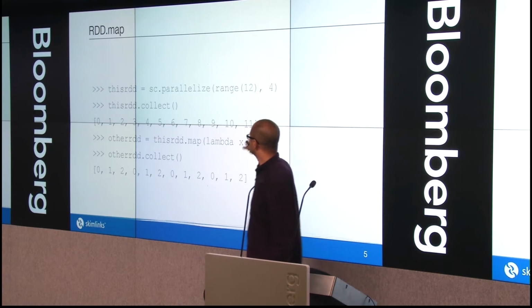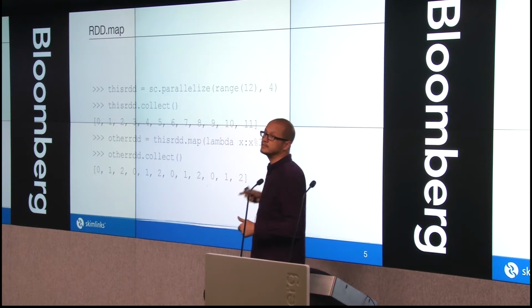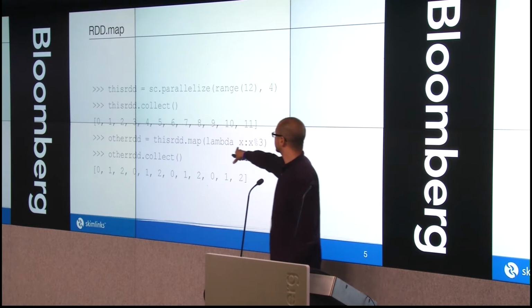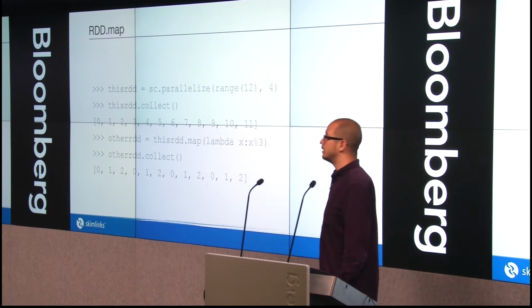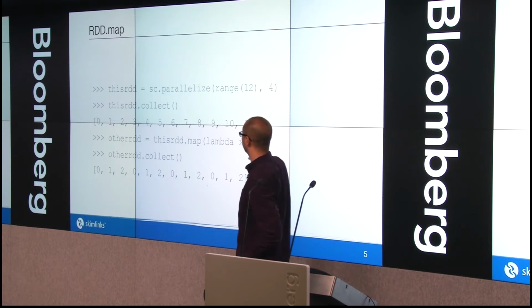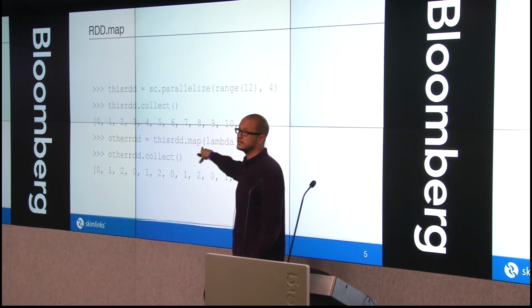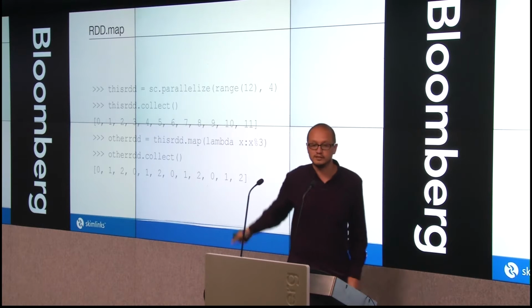So what can you do with these RDDs? This is a key function, map. Everything fits into the MapReduce framework that you're probably familiar with already. And here I'm just running a map with a lambda function that takes the modulus 3 of the number. So with this list, it applies this function to every single element of this list, and it gives me this result, as you would expect.